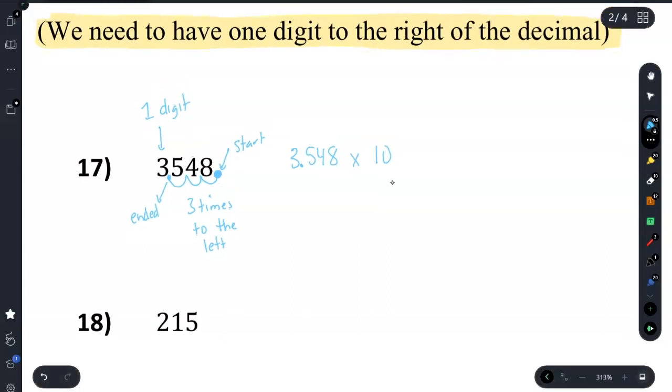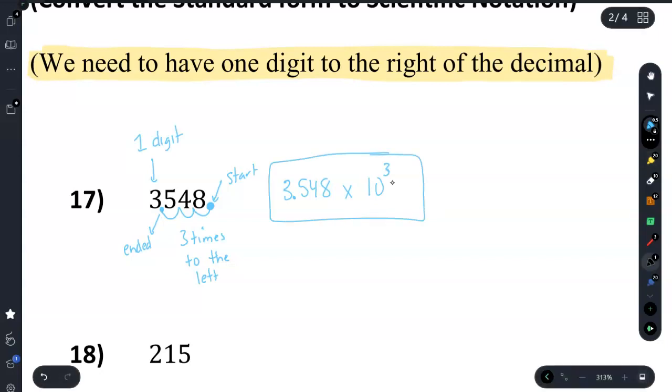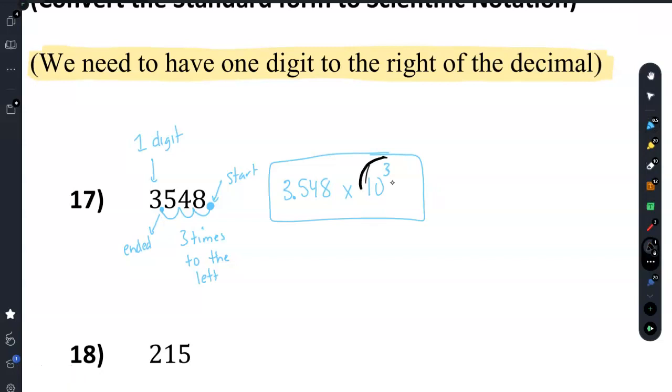This one is a little bit opposite of how we think. This time when I had to move to the left, I want to make sure that I have a positive 3 here. And if we work this backwards, and here's how I think it's the easiest way to describe it. If I started in scientific notation, this 10 to the third would say move 3 times to the right. So if I move this 3 times to the right, you would see that I have the value 3, 5, 4, 8.